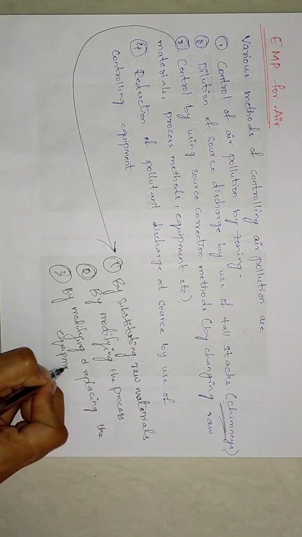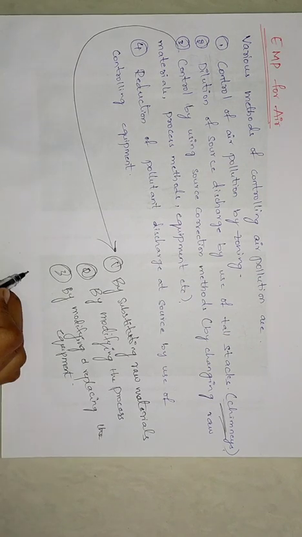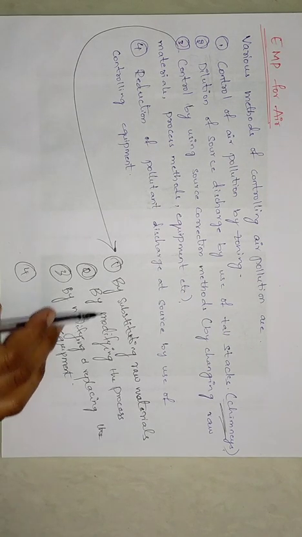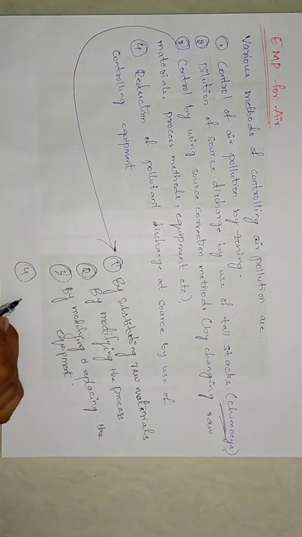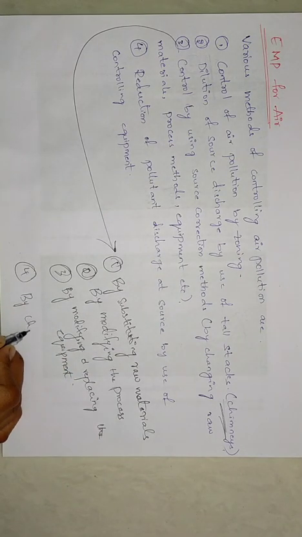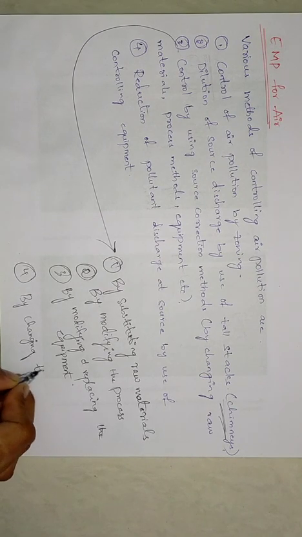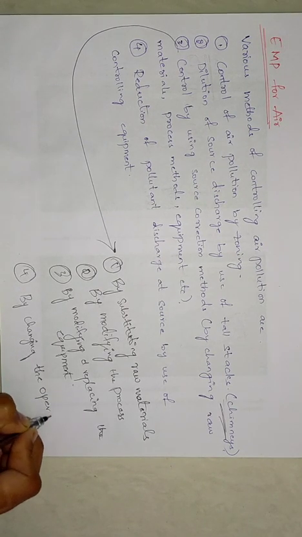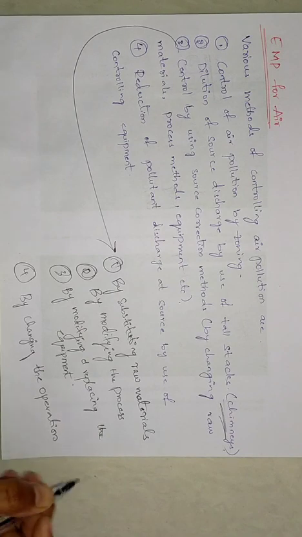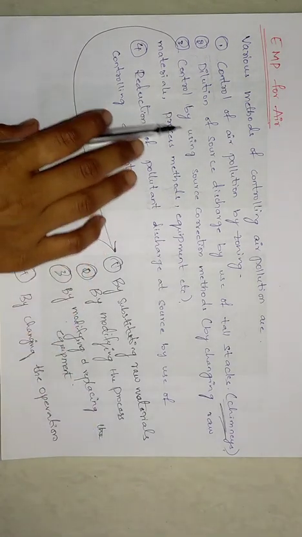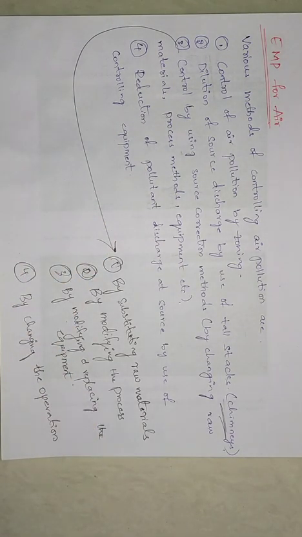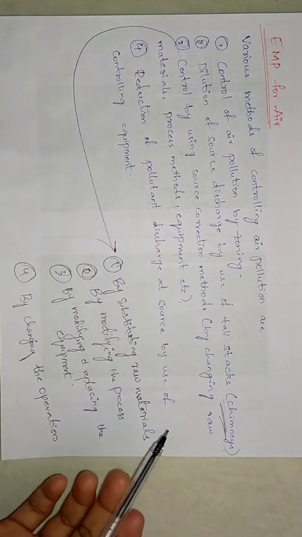The great advantage of this EIA is that you can write the theory just by looking at the headings. You don't have to go through each and every topic in detail. You can just analyze just by looking at the heading. These are the four different methods in control by using source correction methods. Let's see the first one now.